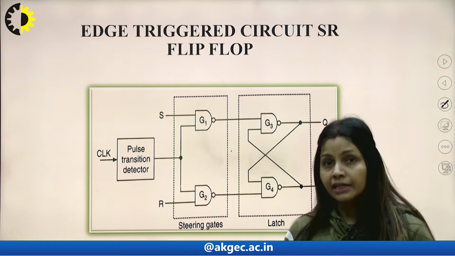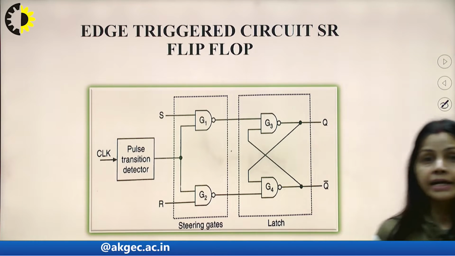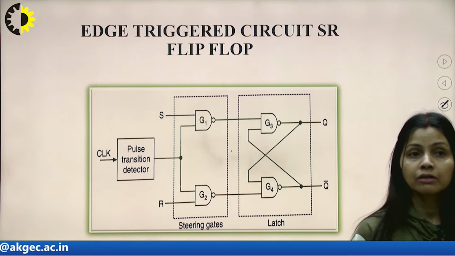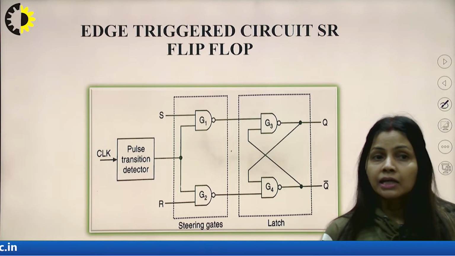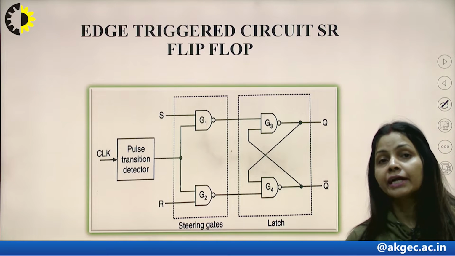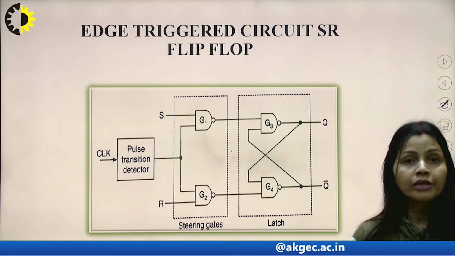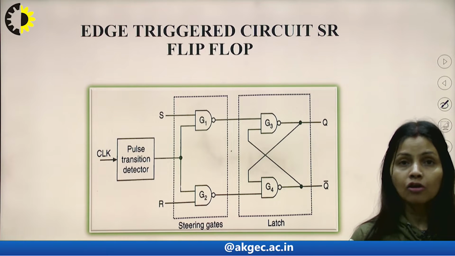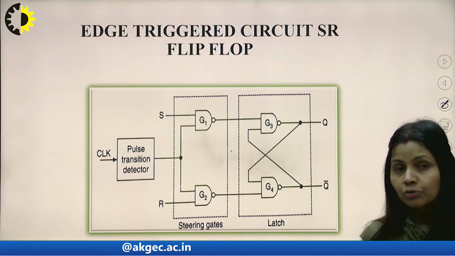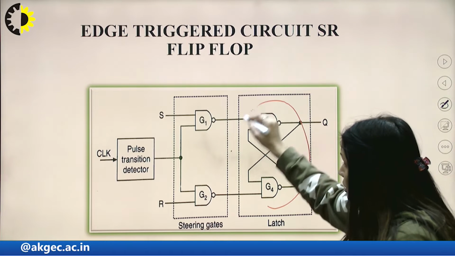So this is the circuit. We are using 4 NAND gates, and the gates are G1, G2, G3 and G4. One pulse transition circuit has also been added, so that it is active at the rising or falling edge of the clock. Whatever way we give the clock, maybe at the rising edges or maybe at the falling edges. So here we have the same arrangement for the latches.